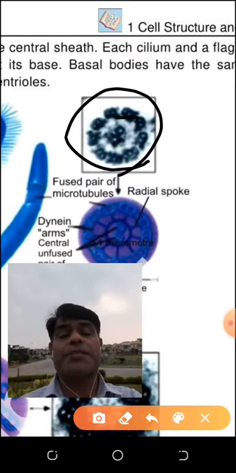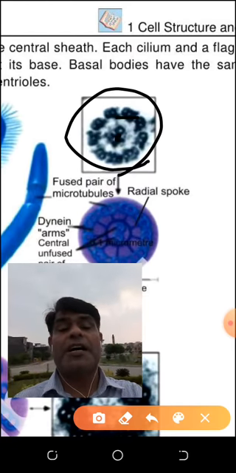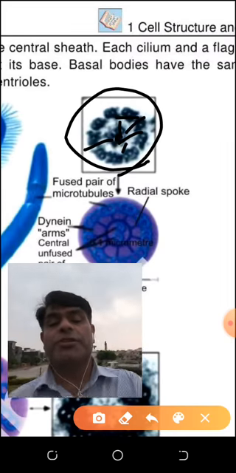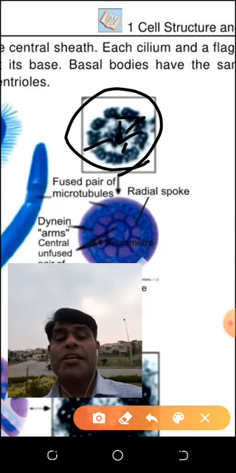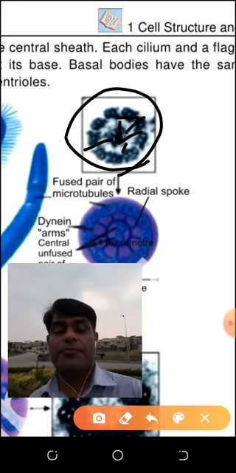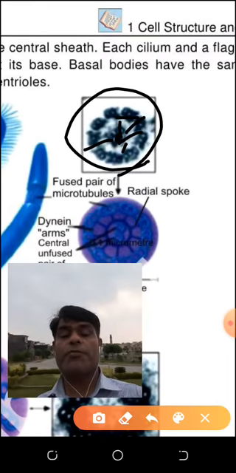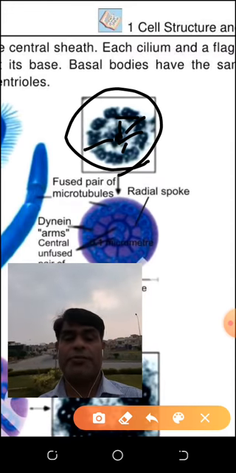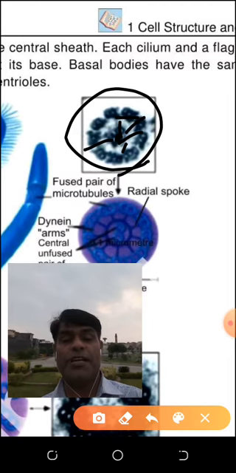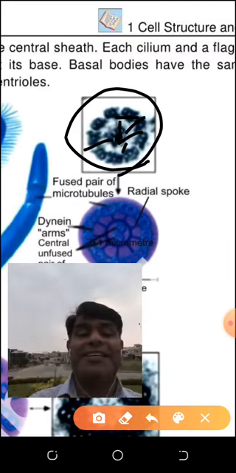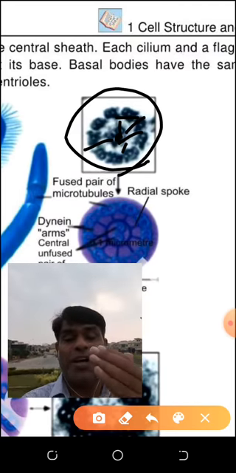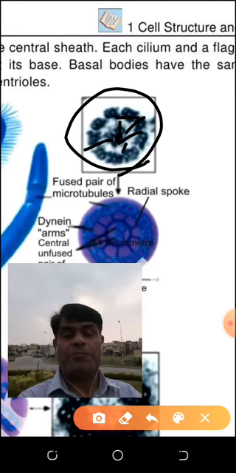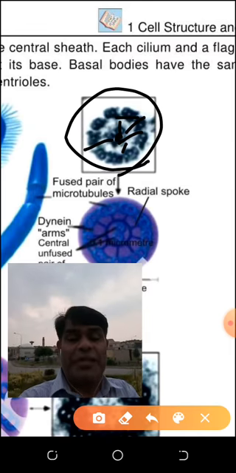And there are 2 central fibrils. These are like the spokes of the wheel, which explain the structure of the cilium. So the cilium consists of 9 peripheral fibers. The outer fiber is incomplete, the inner fiber is complete, and between the outer and inner fibers the dynein arm is present. One doublet and the other doublet are linked with each other by the dynein arms, and they exert force.